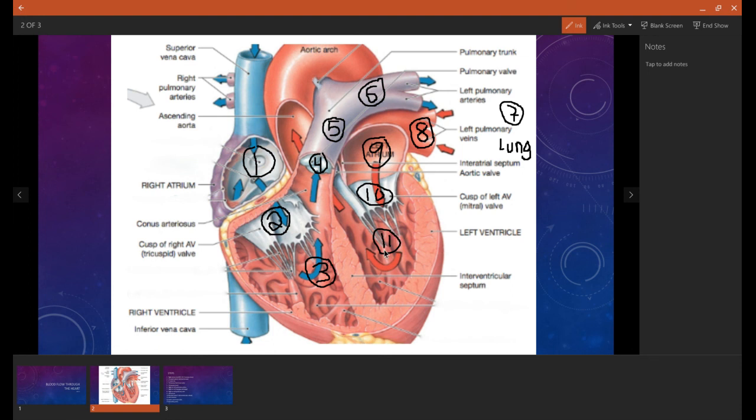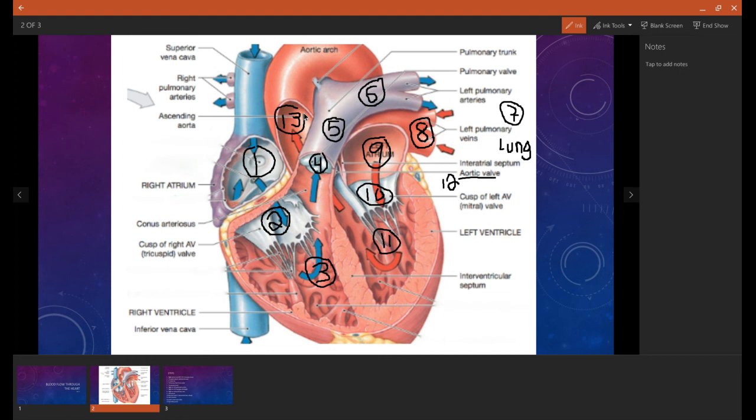Now, the left ventricle is going to pump us through. We can't really see it very well. I'm just going to underline it right here, but it's the aortic semilunar valve. So we'll say number 12, aortic semilunar valve. And then number 13, which would be our final step in this cycle, would be the ascending aorta.